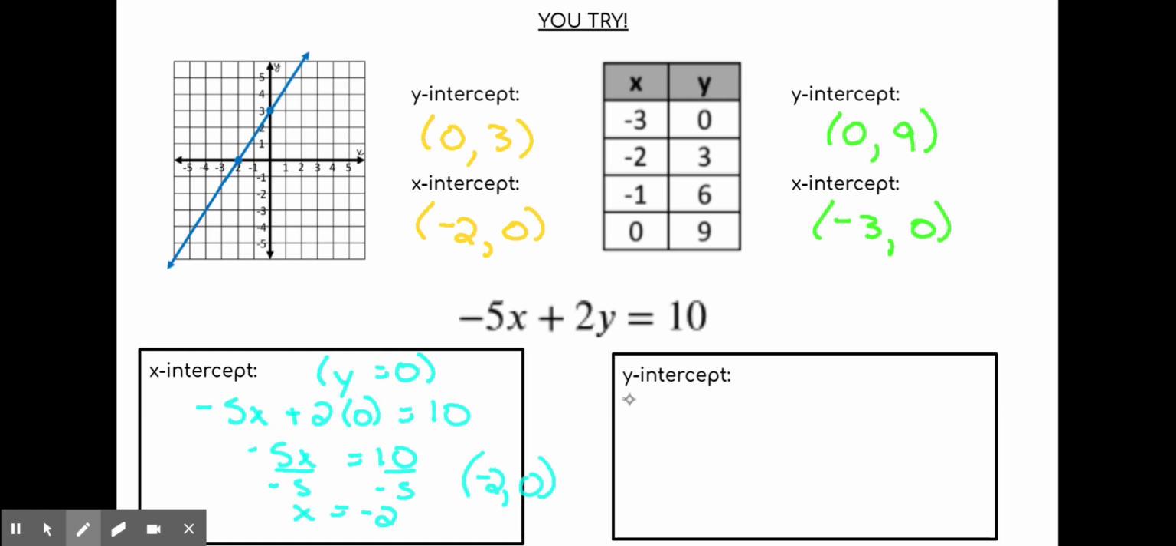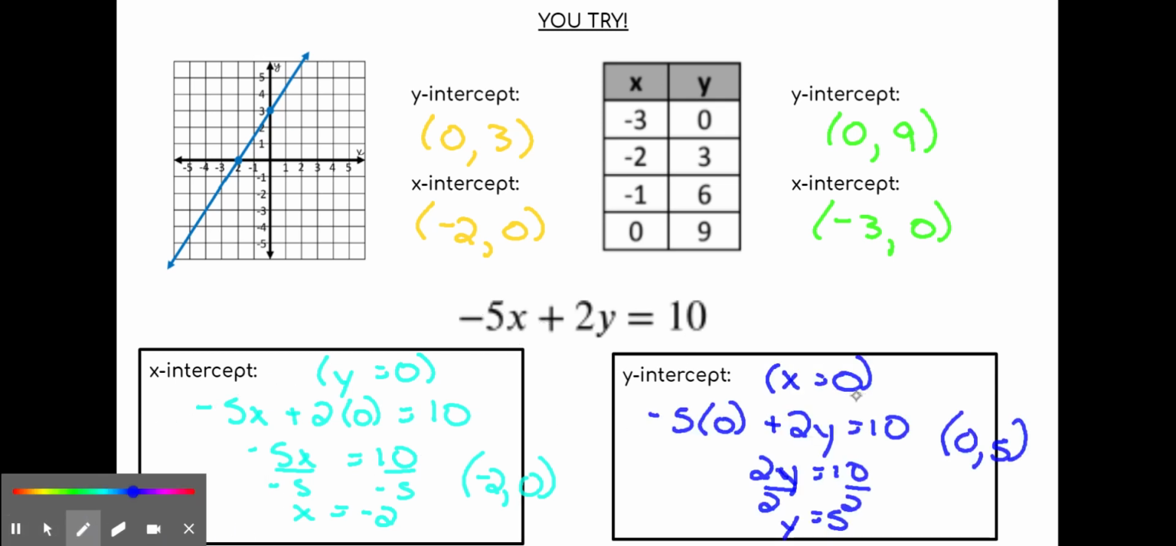Now do the same thing, but I want you to find the y-intercept of this line using this equation. When I let x be 0, I got 2y equals 10, so y is 5. So the y-intercept of this line is 0, 5. Okay? All right, we are ready to find intercepts together in class.